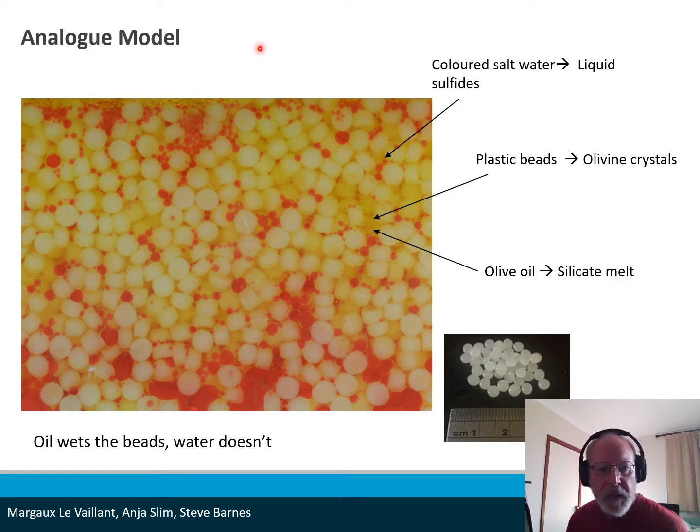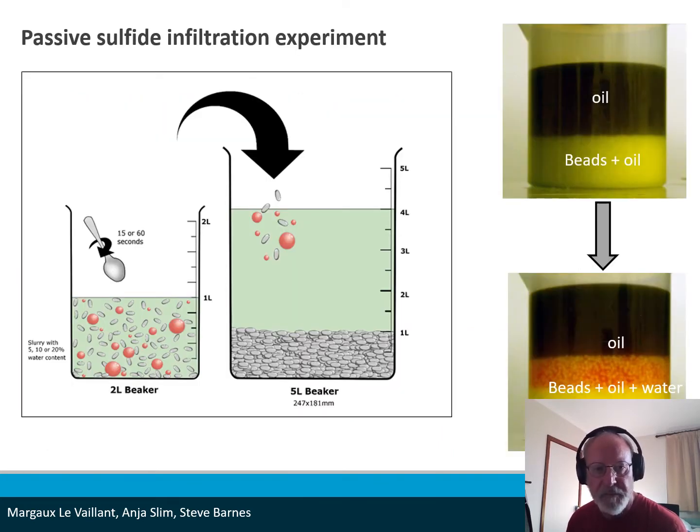So we, along with a couple of my colleagues, Margot Levaillant at CSIRO and Anya Slim at Monash, decided to try and make some analog models of this and see if we could actually make this happen in the lab. And Anya came up with a nice combination of materials that we could use. We're using salt water to simulate the liquid sulfides, olive oil to simulate the silicate melt, and little round plastic beads to simulate the olivine. In this case, the olive oil wets the beads, but the water doesn't. And also the salt water is much denser than the olive oil, so it wants to sink. So this is a nice setup for our model.